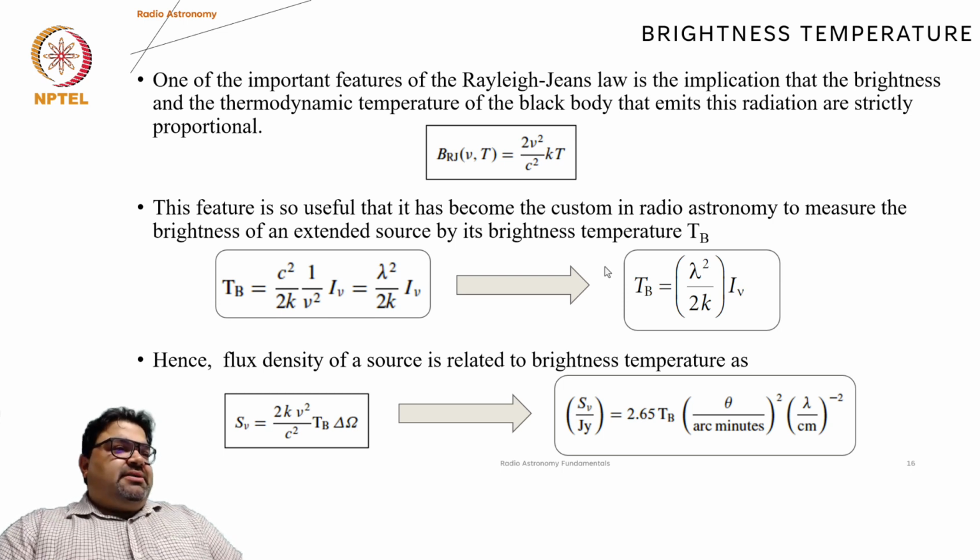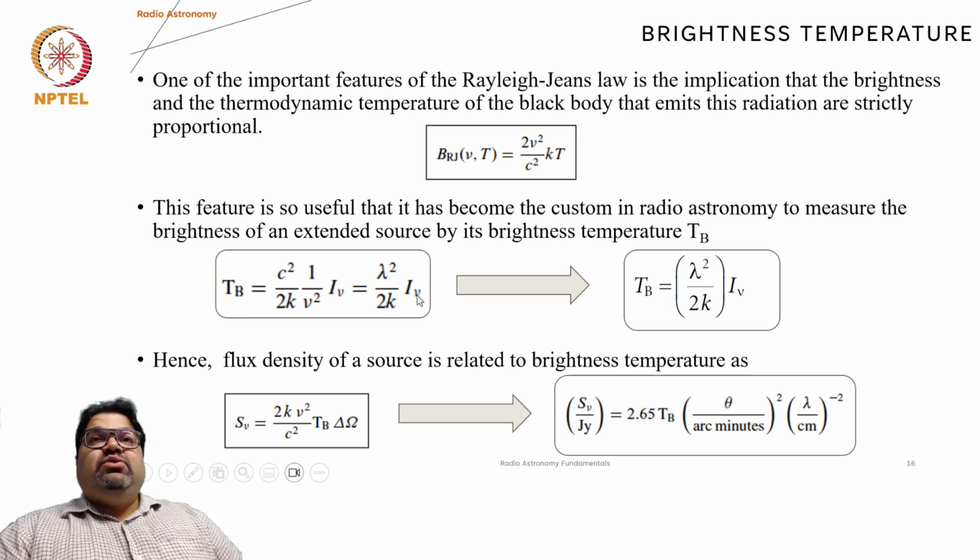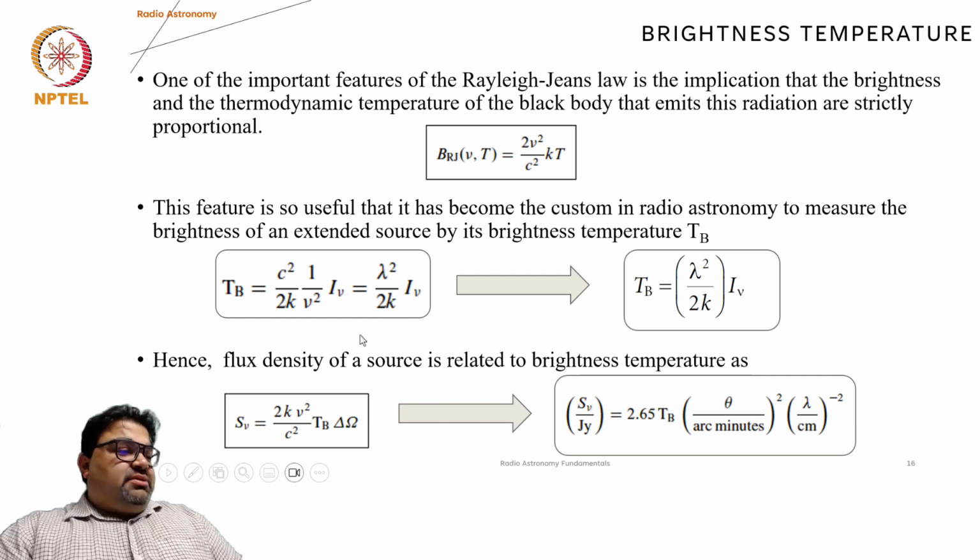The Rayleigh-Jeans limit says that B_RJ is 2 nu squared over c squared times kT. If you keep rearranging, you will finally see that T, which is now considered the brightness temperature, T sub B, can be written in terms of lambda squared over 2k times I nu, which is the specific intensity. That can be mentioned here in terms of both nu and lambda.